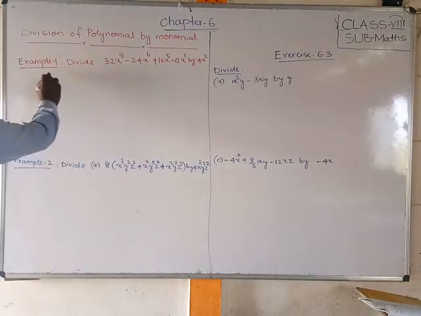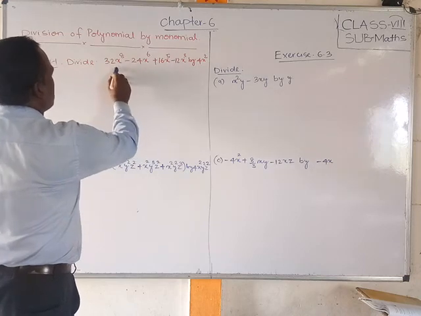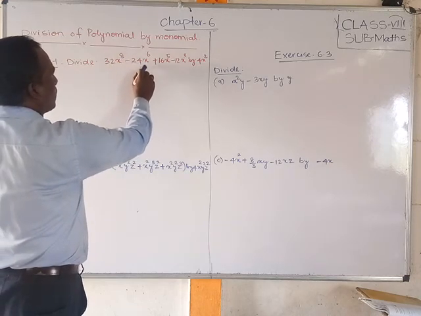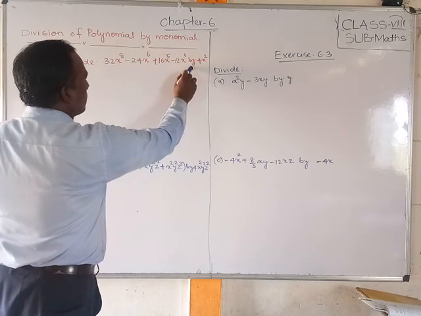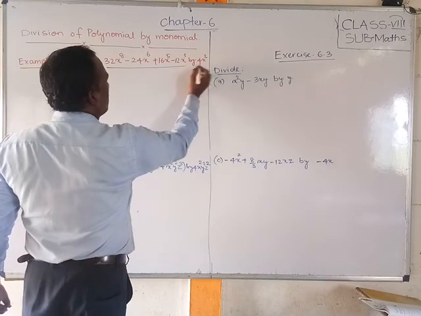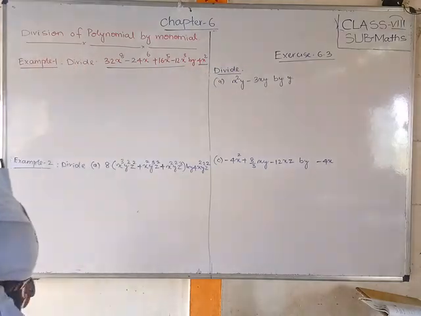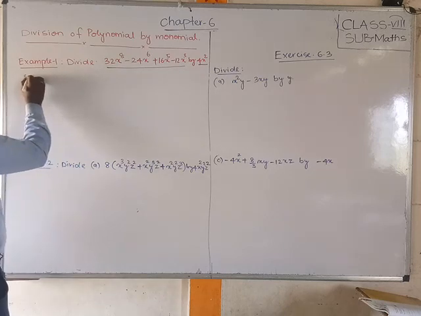Students, observe here. Example 1. Divide 32 x to the power 8 minus 24 x to the power 6 plus 16 x to the power 5 minus 12 x cube by 4x square. That means from here up to here is a polynomial, and 4x square is a monomial. So how will we divide? Students, write down the solution.